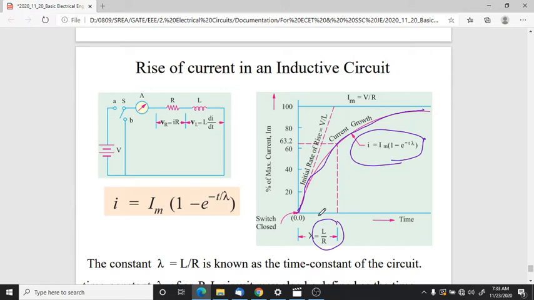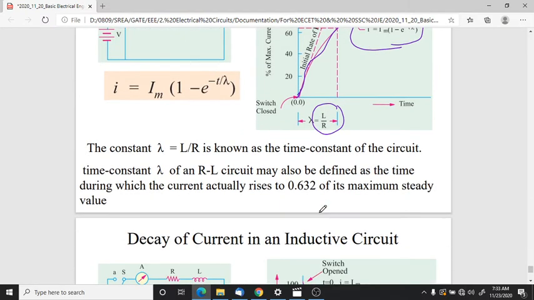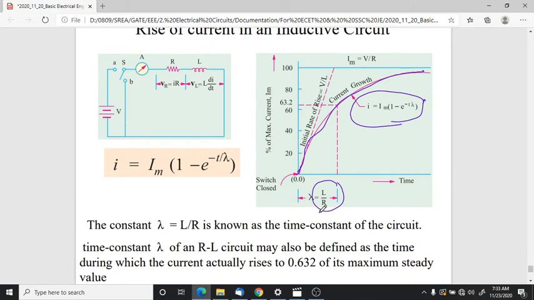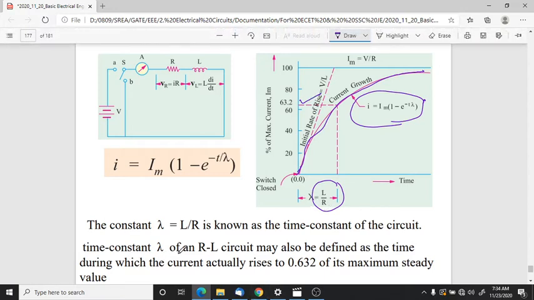Okay, this is like this. What is the time constant? The time required to reach 63.2 percent of the maximum value is called the time constant. Okay, it's a time constant. The time constant of the RL circuit may also be defined as the time during which the current rises to 0.632 of its maximum steady state value.